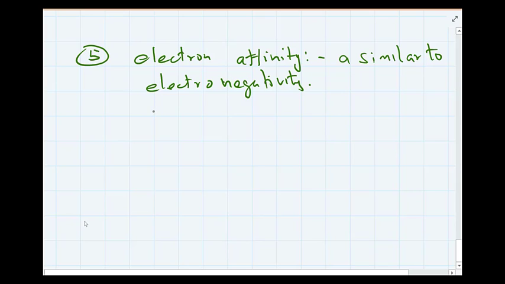So if we draw the box and have the pattern, it would look the same, right? But electron affinity is the attraction of a free electron to a neutral atom. That's the definition, right? We don't use electron affinity that much, but it's good to know.